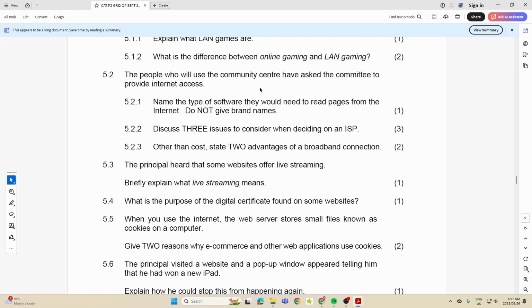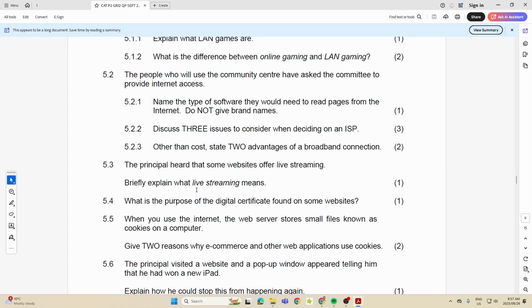Now, do you see where they're going with this? I was just going to mention live streaming now, and I see it's here. What is live streaming? What is meant by live streaming? This is where you are watching a video, or you are watching live music or anything live as it's happening on the internet.